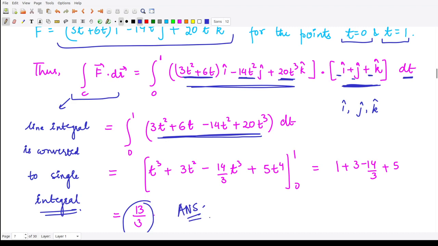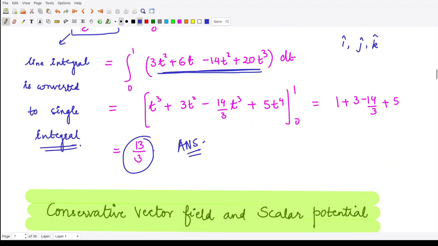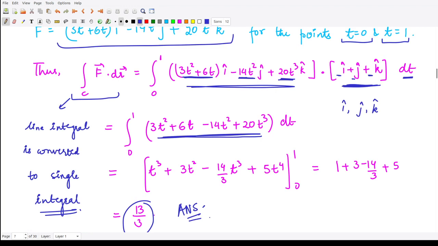So this is how you do the calculation over here.